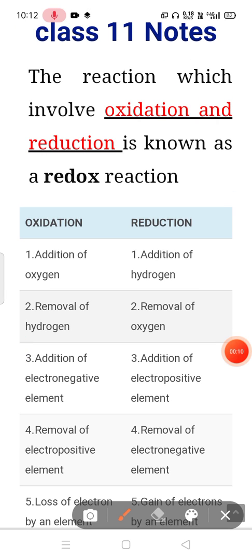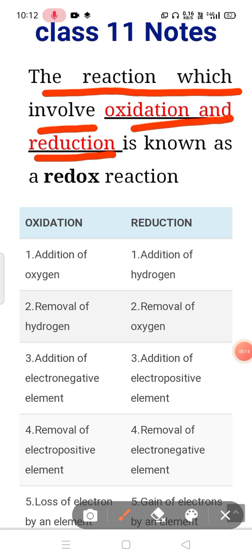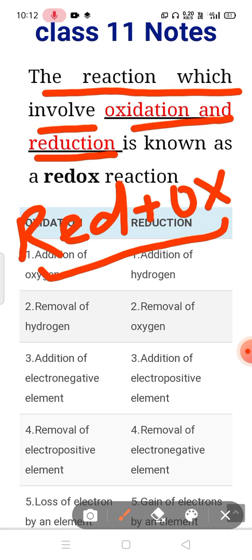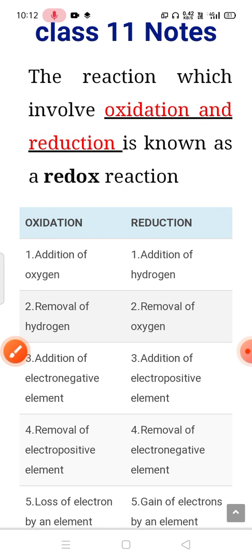The reactions which involve oxidation and reduction at a time are known as redox reactions, meaning the reactions which carry reduction plus oxidation are known as redox reactions. Now we will study the oxidation and reduction reactions.